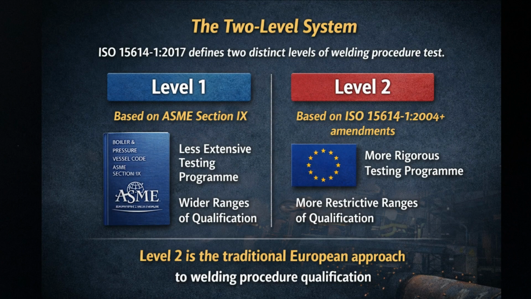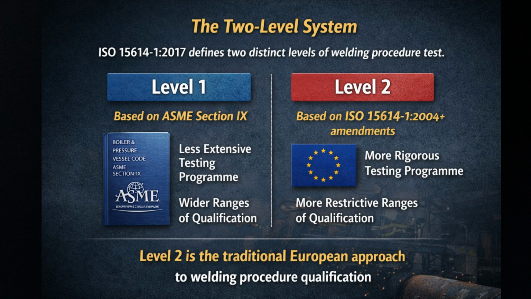Now we come to the most important structural feature of the 2017 edition, and also the one that causes the most confusion, the two-level system. ISO 15614-1:2017 defines two distinct levels of welding procedure test, called Level 1 and Level 2.